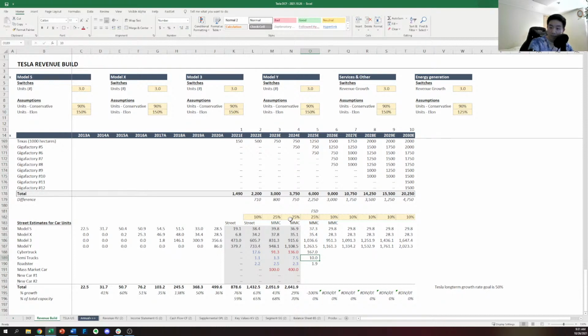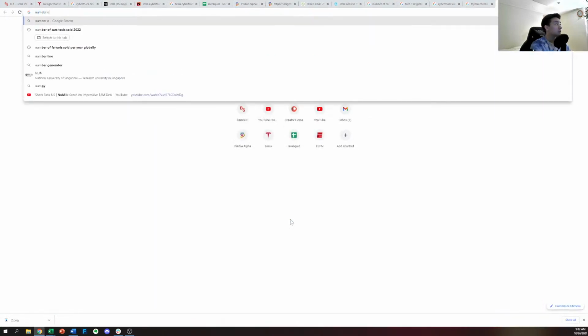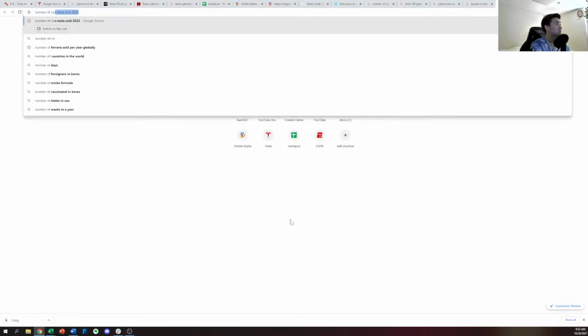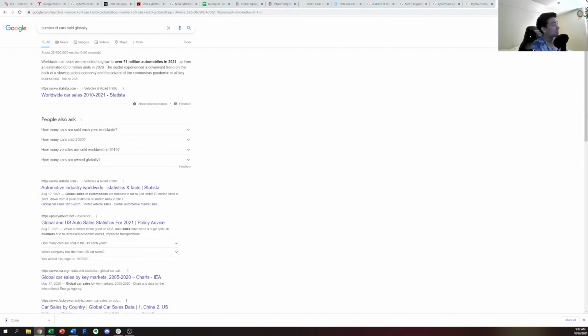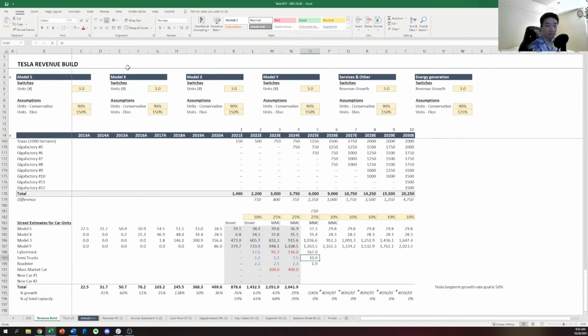UBS says that in 2025, 20% of all new cars will be electric. I guess you can estimate Tesla's market share at that point. All cars, number of cars sold globally. Tesla is not going to have 100% market share though, so just something to remember. But 20% of 71 million is 14 million. If Tesla has even 50% market share, then that's 7 million. What are we at right now? 2.6 million. It's pretty small.